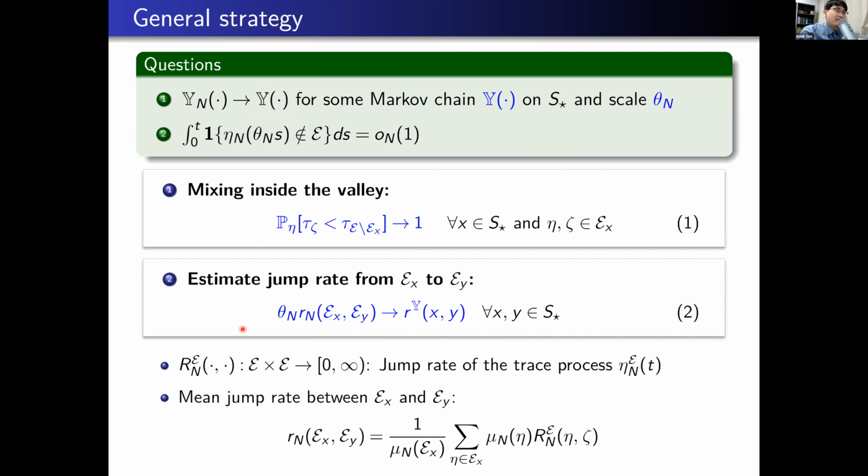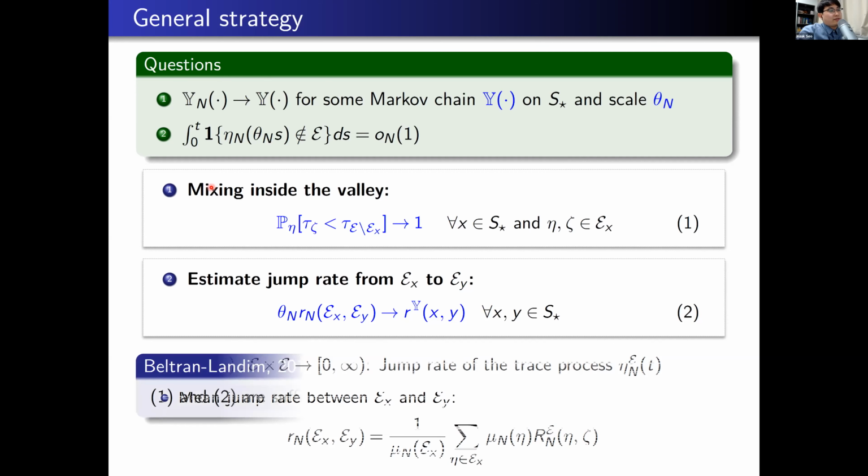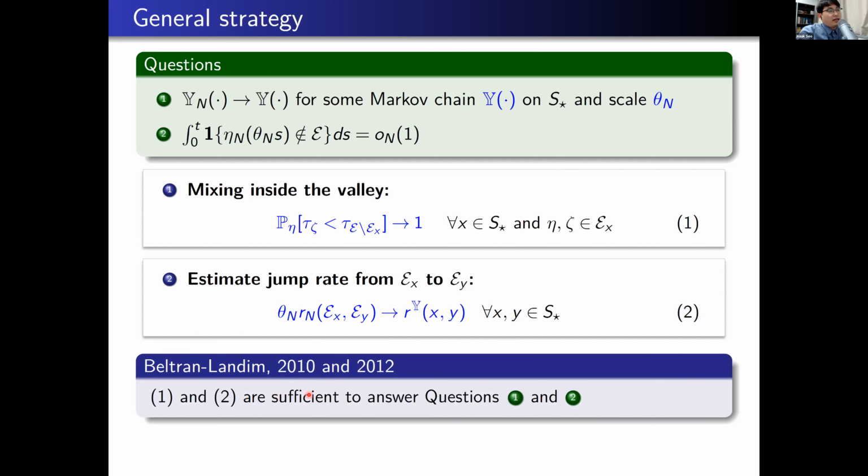But in this case, what Beltran and Landim showed is that if you are able to verify this strong mixing condition and this convergence of the mean jump rate, then you can answer these two questions. That is what Beltran and Landim did. Of course, the first one is easy to verify as soon as it is true. The difficult part is part two. Now I'll explain how we can prove this part two, the remaining part.